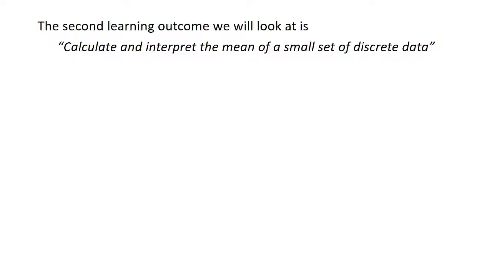I must also perhaps mention at this point that it's also possible that you might be given a histogram instead of a pie chart. A histogram is simpler than a pie chart because the frequency is already given there. You just need to work out either the percentage and so on. And working out the percentage, we'll look at it later today. Now, the second learning outcome we'll look at is to calculate and interpret the mean of a small set of discrete data.